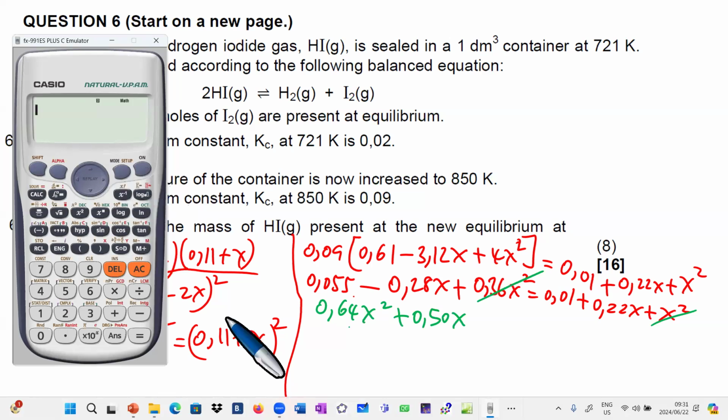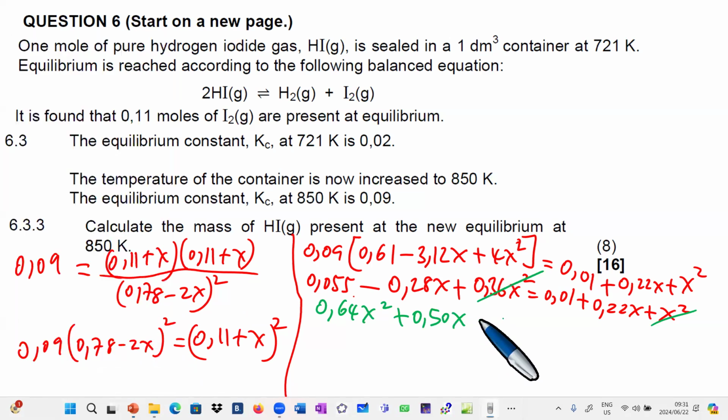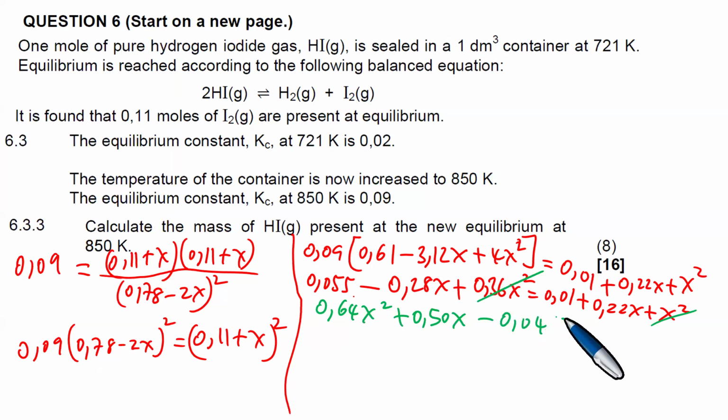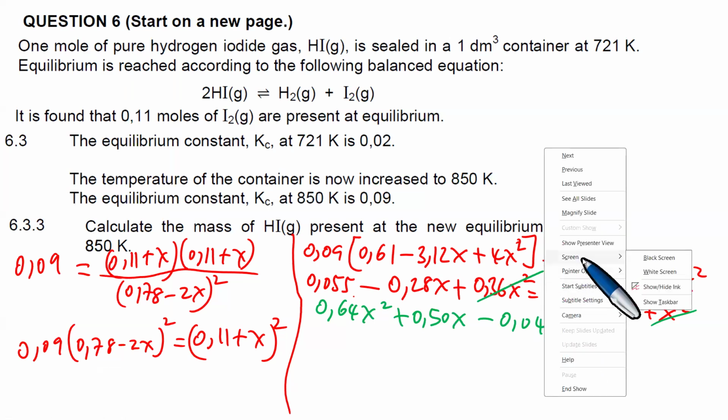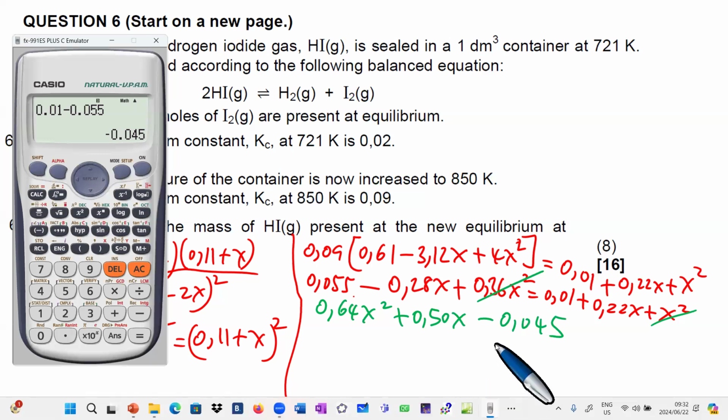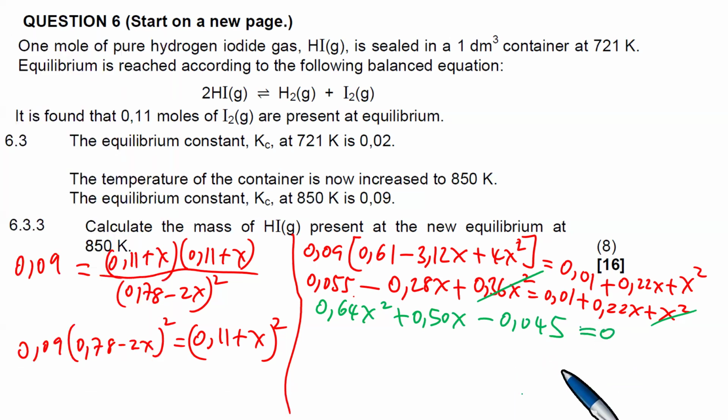Just doing some algebra here. So we have 0.01, and then we minus 0.055, which gives minus 0.045. Is it like that? Just checking there. Minus 0.045, and this equals zero. Now, this is what we got. And then it's a quadratic.